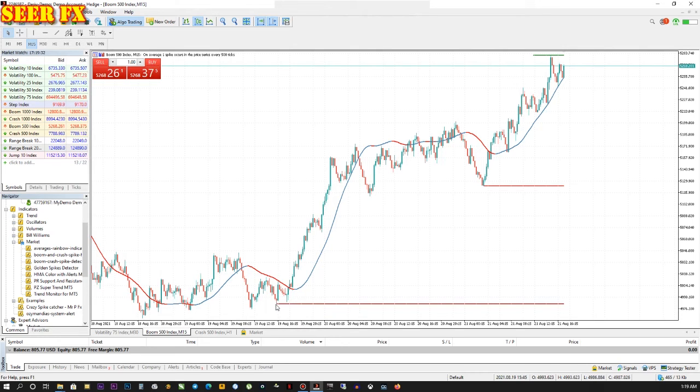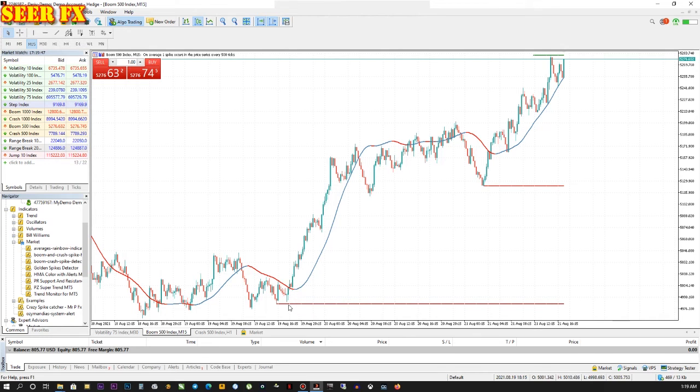We won't enter our trade here. We will not enter our trade here, so we wait for it. So once we see that the market has changed trend, then from there you can enter your buy. Yes, you can safely enter your buy.